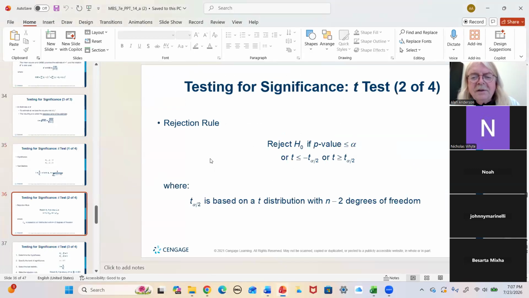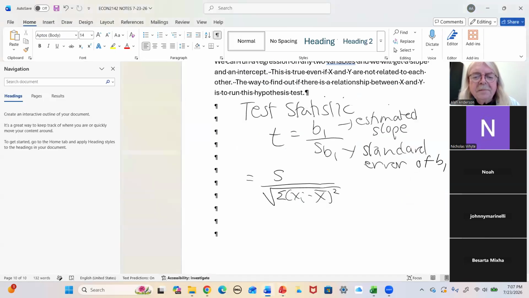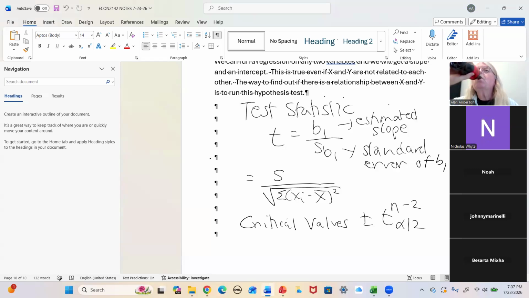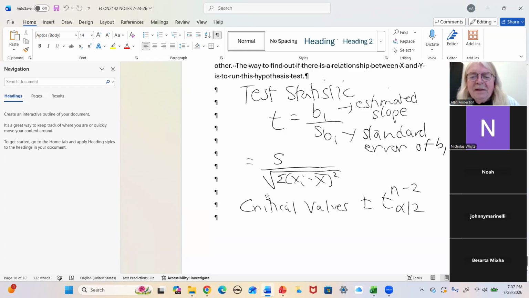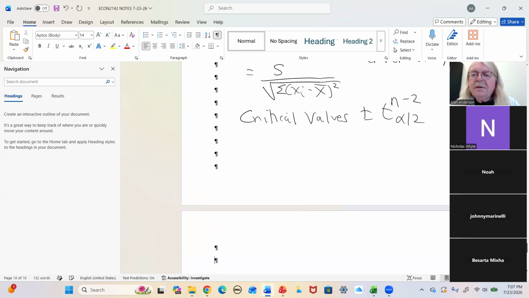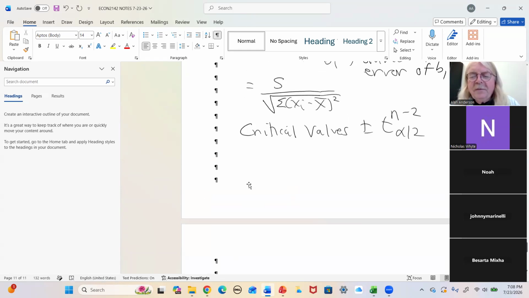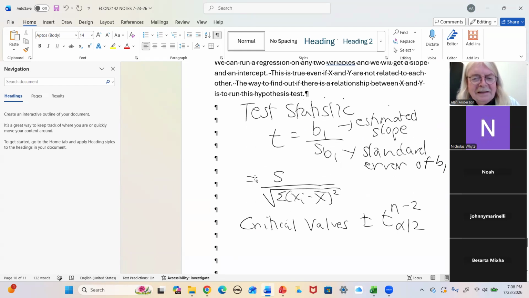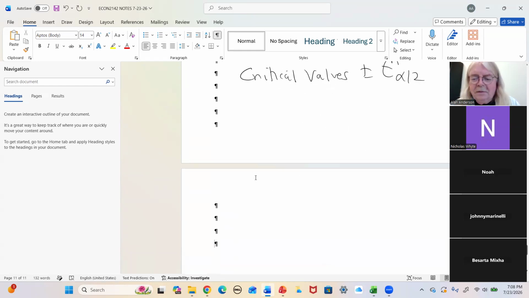So as it turns out, though, one more thing we do need to know: the critical values, plus and minus t alpha over 2 with n minus 2 degrees of freedom. In previous chapters, we had n minus 1 degrees of freedom. Now it's n minus 2. Of course, we can also use the p-value approach. So what I'm going to do is show you where to find this information in Excel, because you don't want to do this by hand.